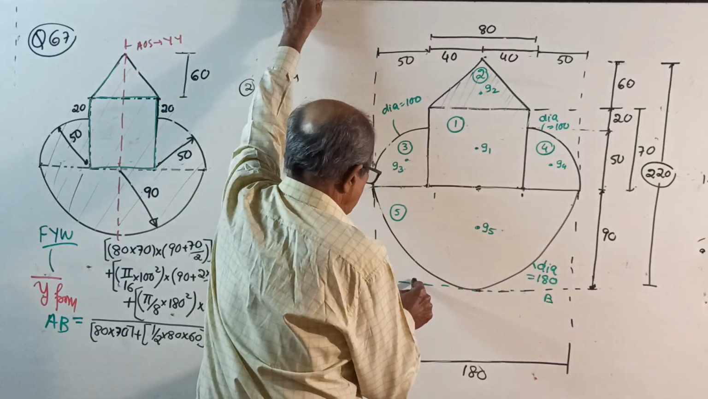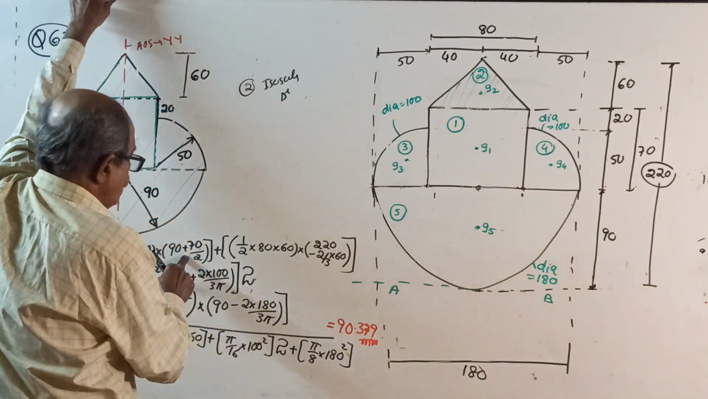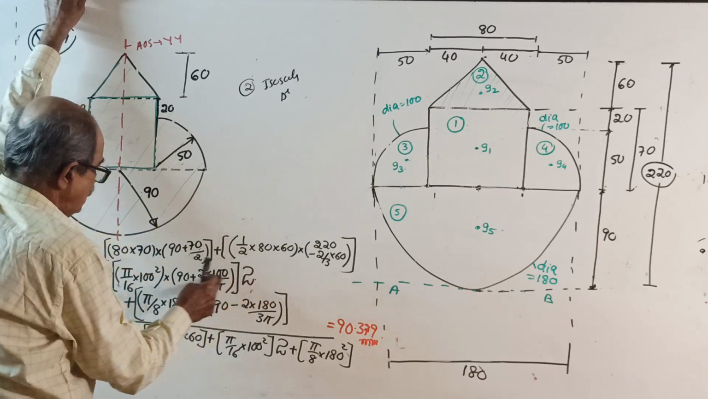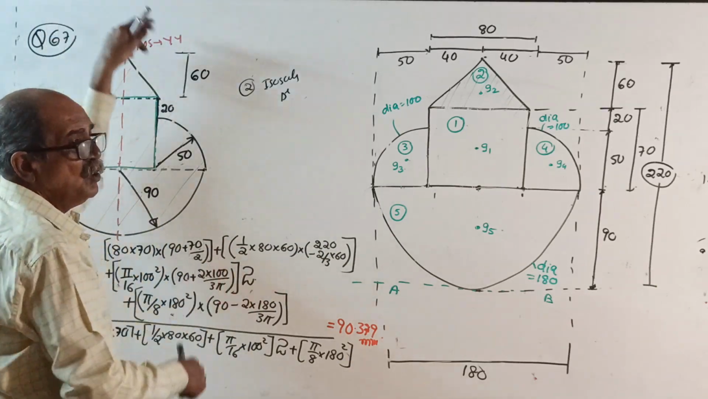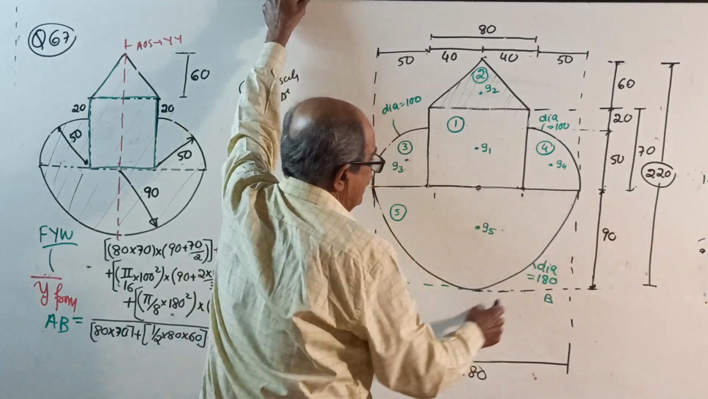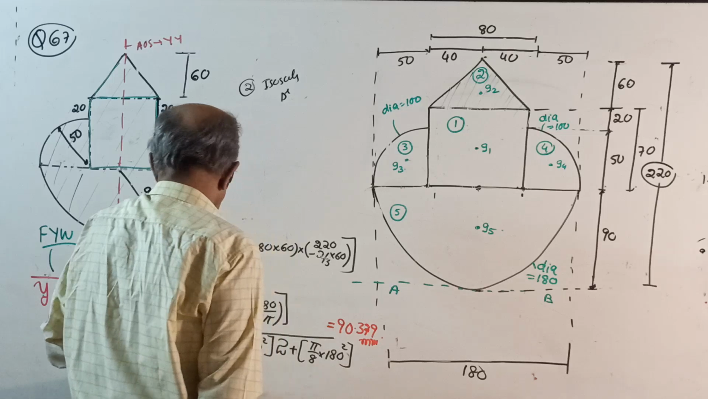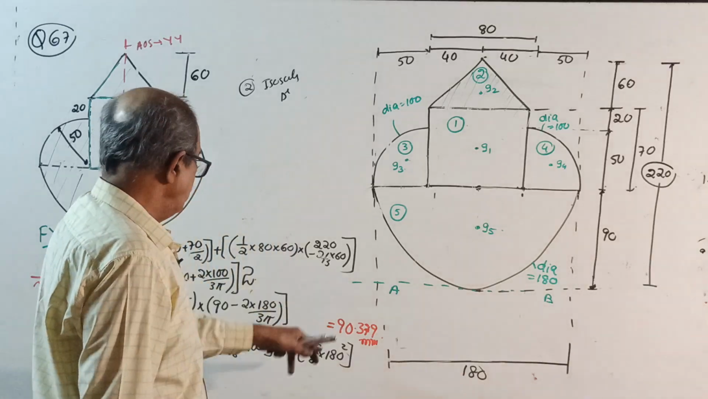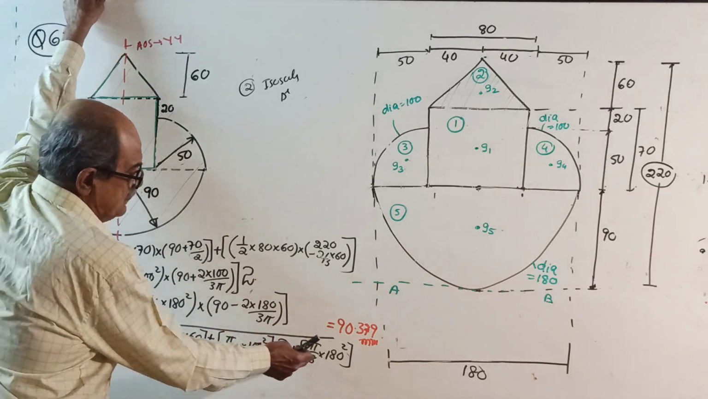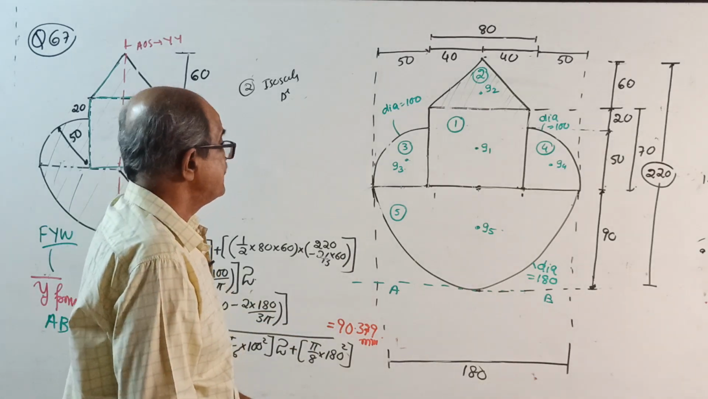See, what way is this distance? Same way this distance. So A1, Y1, A2, Y2, A3, Y3 equal to A4, Y4. So after A3, Y3 into 2 will take care of A4, Y4 plus this semicircle area into this distance is 90 minus 2d by 3 pi, divided by all the area, A1, A2, A3 into 2 plus A4. You will get 90.379 millimeter. I checked it.